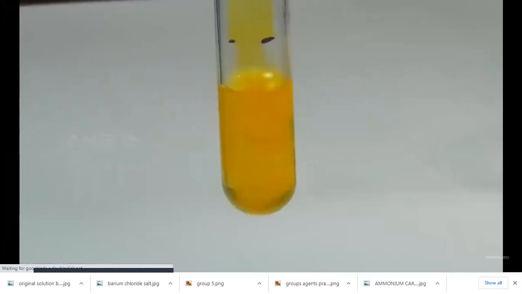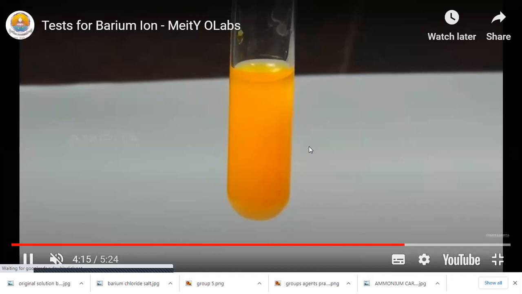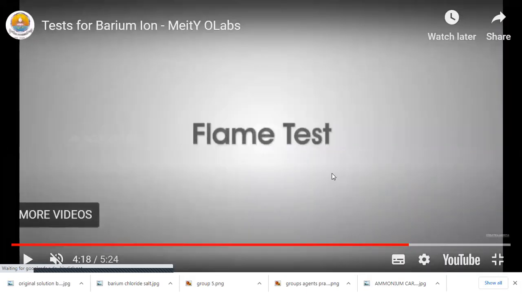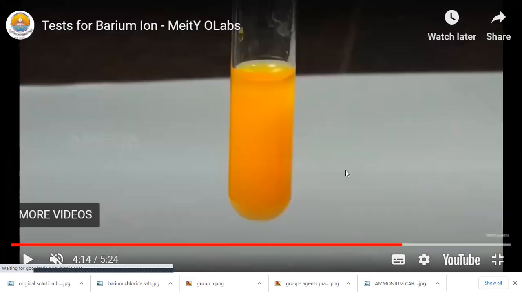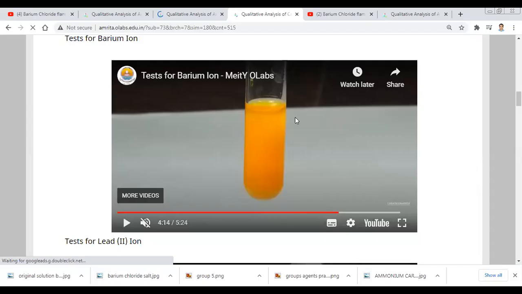When we add potassium chromate solution, my dear students, you can observe that yellow precipitates are formed. You can see these yellow precipitates at the bottom, where they have also been collected. So this yellow precipitate confirms the presence of the barium ion, Ba+2 ion.